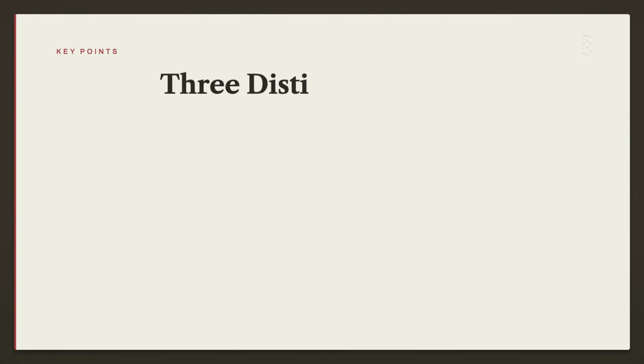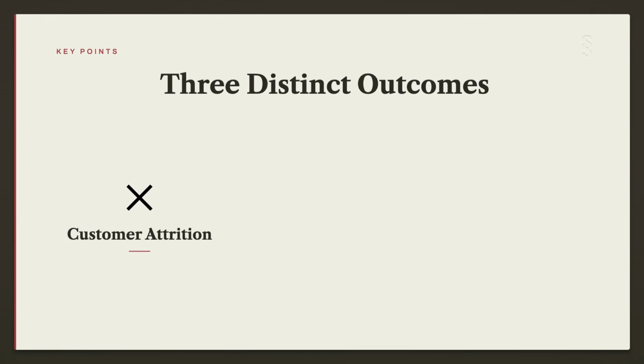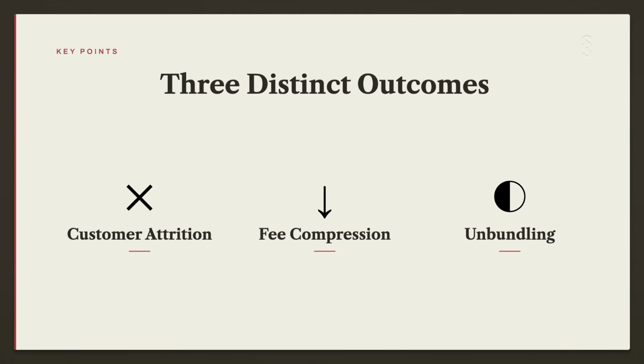It helps to separate this from two neighboring ideas. Customer attrition means the customer leaves entirely, taking balances with them. Fee compression means the incumbent keeps everything but must charge less. Unbundling sits between the two. The relationship survives, pricing may not even change, but one profitable component has quietly been removed.